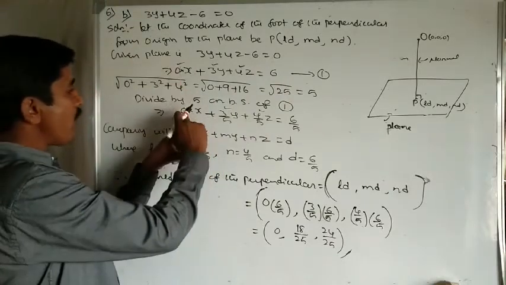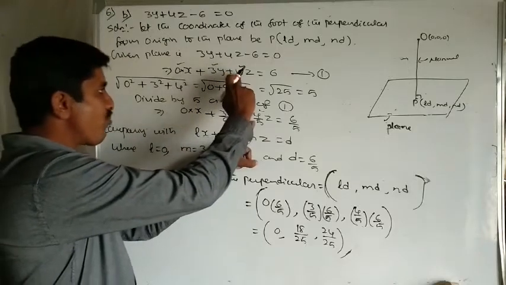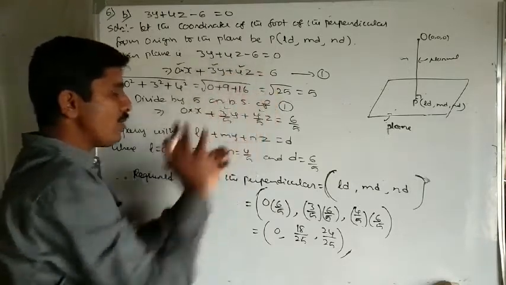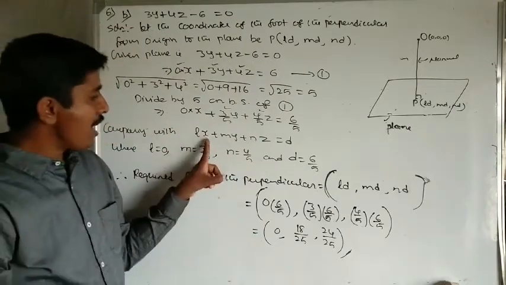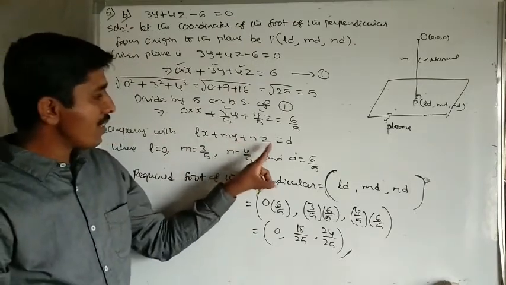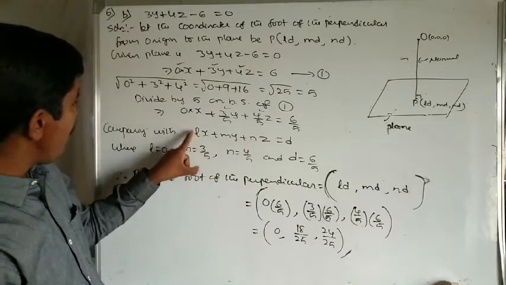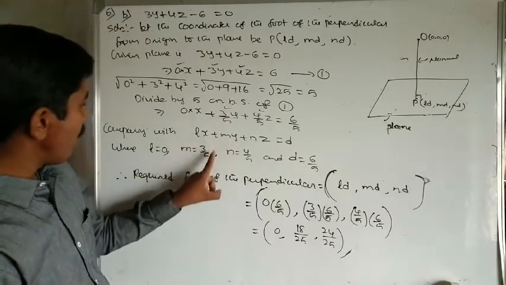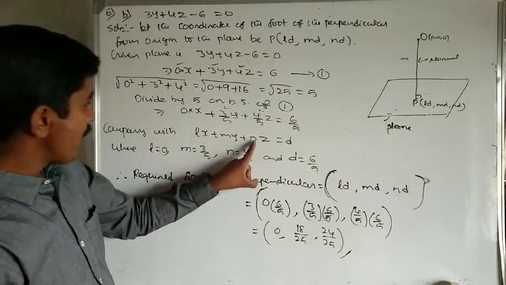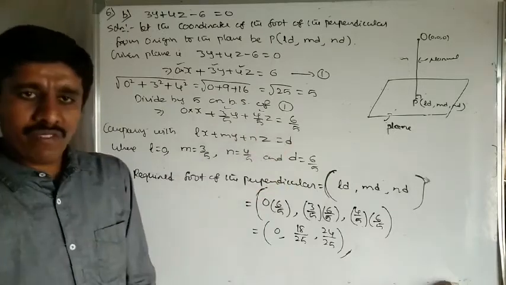Here 0 by 5 into x plus 3 by 5 into y plus 4 by 5 into z is equal to 6 by 5. Compare this with the standard equation Lx plus My plus Nz is equal to D. Here x coefficient L is equal to 0, y coefficient M is equal to 3 by 5, z coefficient N is equal to 4 by 5 and distance D is equal to 6 by 5.